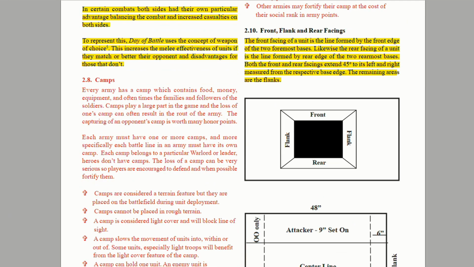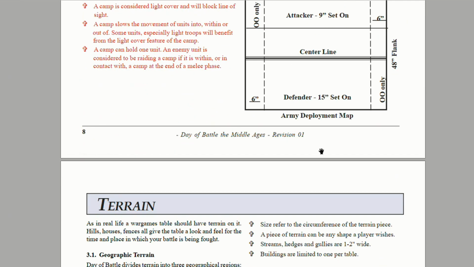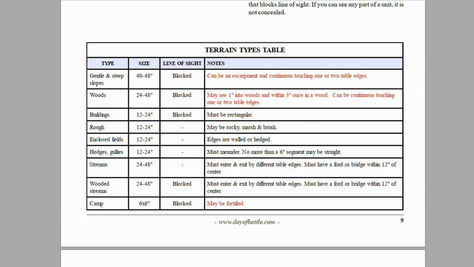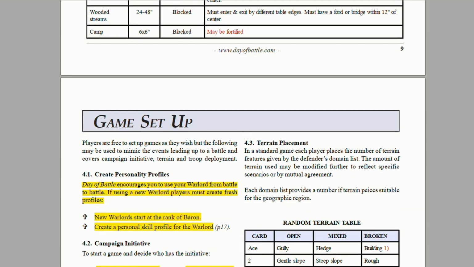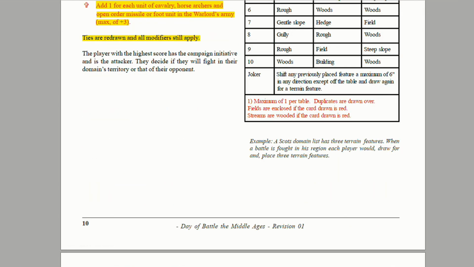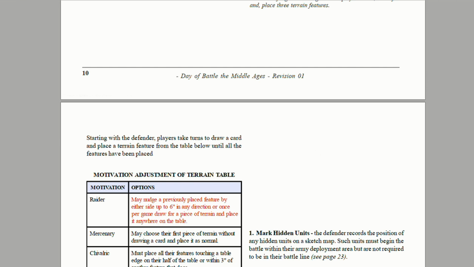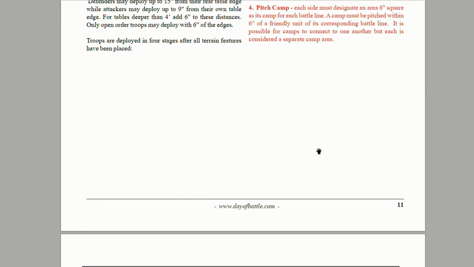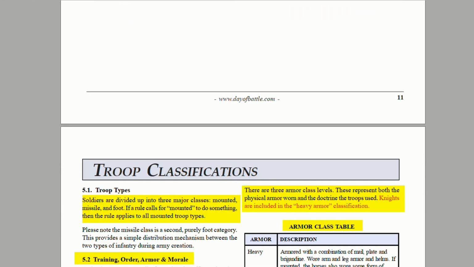Here are front, flank and rear facings, camps, terrain, and how you place your terrain. This is a very detailed analysis of how you place the terrain and how you set up the game based on your commander's attributes, which we'll discuss. I don't really focus on terrain placing, but the commander and his attributes play a very important role.